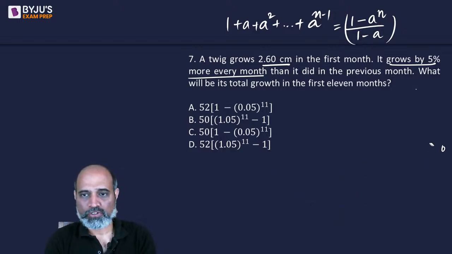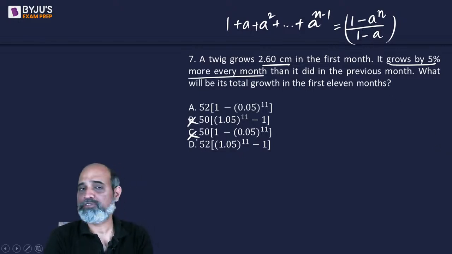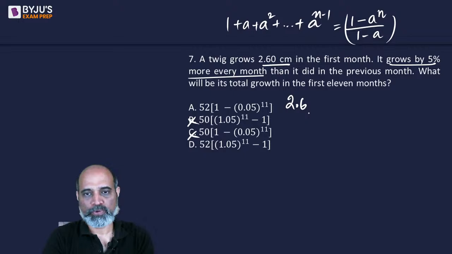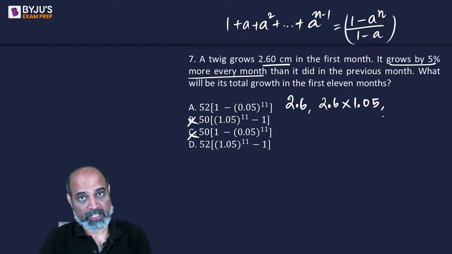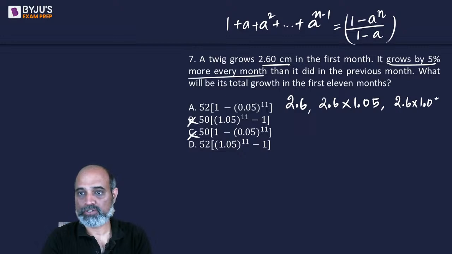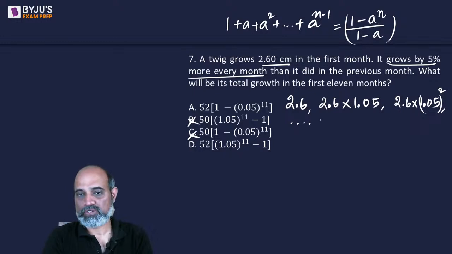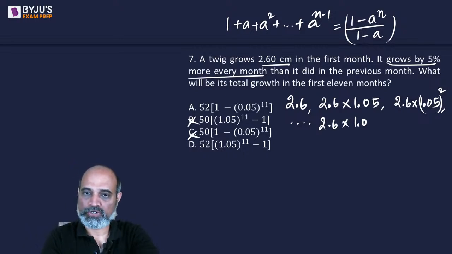So एक चीज तो sure है कि 2.6 is there, no? ये दो तो नहीं होगा, 50 we will not be able to get. So it's all about A and D में से कोई एक. So first month it was 2.6, next month it was 2.6 plus 5% of 2.6, which we can write as 1.05. Next month it will be this much plus 5% of this, which can be written as 2.6 into 1.05 ka whole square, and so on. In the 11th month, it's going to be 2.6 into 1.05 whole to the power 10.